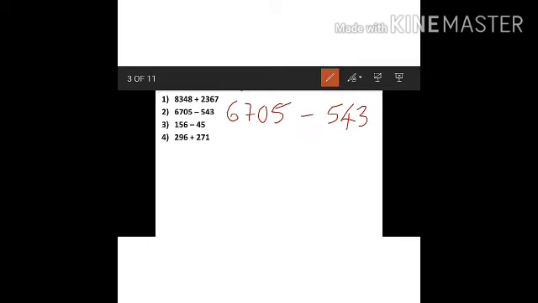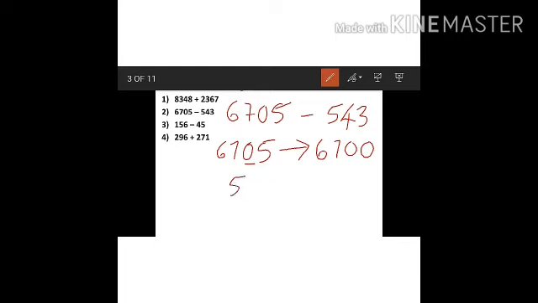So first we will round off 6,705 to the nearest hundreds. So what we'll get? We have to check the digit at tens place. It is 0. So we know that 0 is less than 5. So we have to keep the digit at hundreds place as itself and put 0 in tens and ones place. And again now write the digit at thousands place as itself. So we'll get the answer as 6,700.